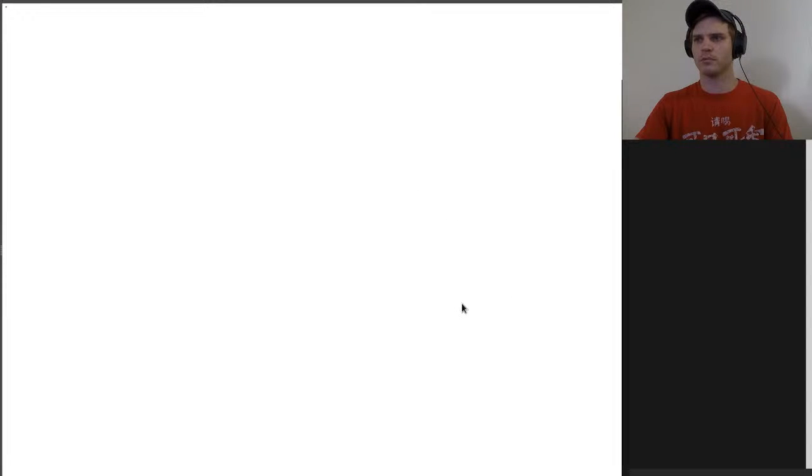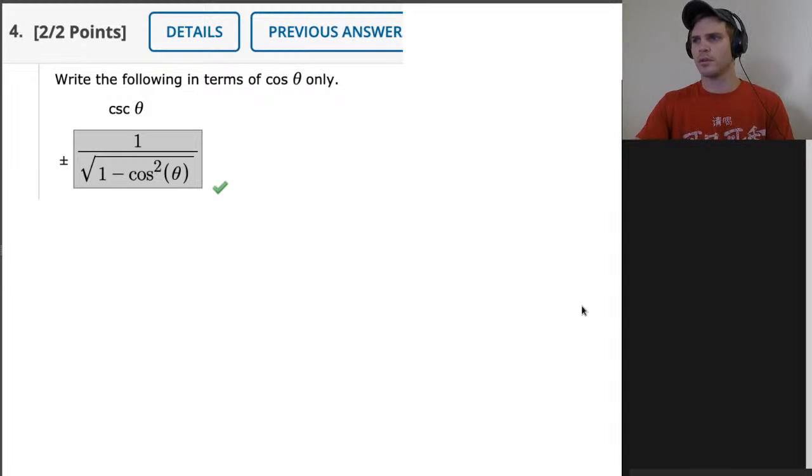Actually, oops. All right, that's the one we just did, so we're going to put this one over. Okay, so write the following in terms of cosine only. So we want to get this in terms of cosine only. So we've got the cosecant of theta. This thing is equal to 1 over the sine of theta.